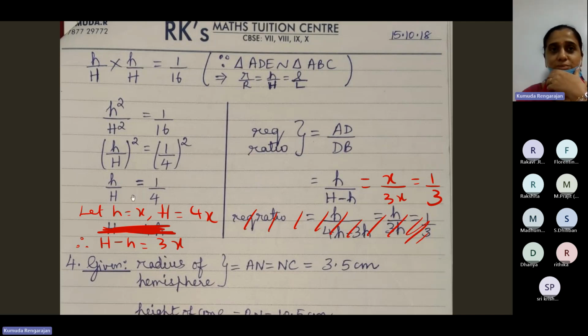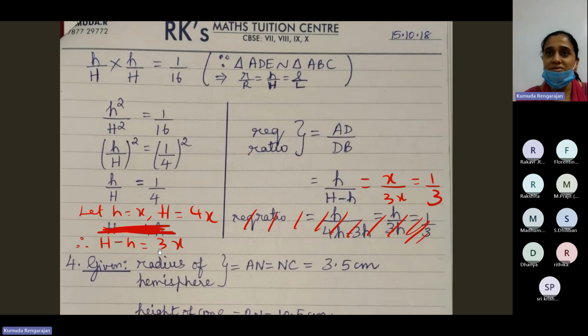So after getting h by H equal to 1 by 4, let small h be x. So capital H will be 4x, right? Yeah. So capital H is 4h. Capital H is 4x. But what is the height of the frustum called? Capital H minus small h. That's the height of the frustum. So that H minus h will be 3x.